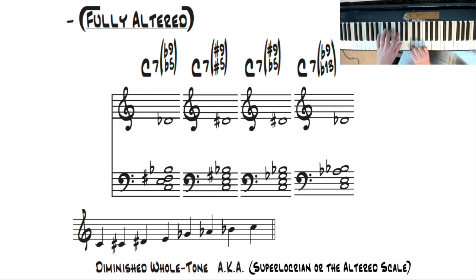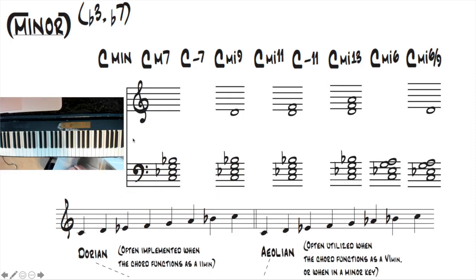This scale has 3 names to my knowledge. It's also called Superlocrian and also the altered scale. It's all the same scale. So the altered scale or the diminished whole tone works over all those 4 chords, the fully altered. Moving on. Okay, next we come to the minor family.